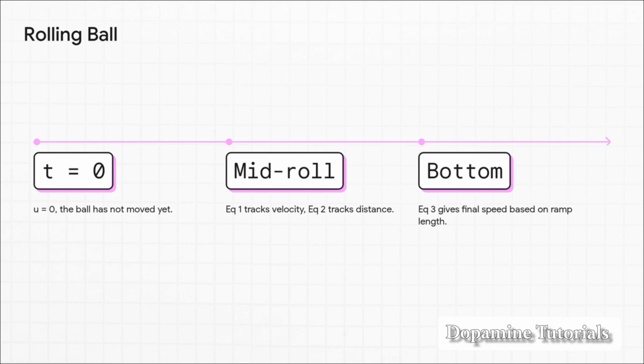But what if we just want to skip right to the end of the movie? When it hits the bottom of the ramp, equation 3 tells us its exact final speed based purely on the physical length of the ramp itself, without us ever needing to bust out a stopwatch. All three equations describe the exact same physical reality. They're just giving us completely different perspectives.